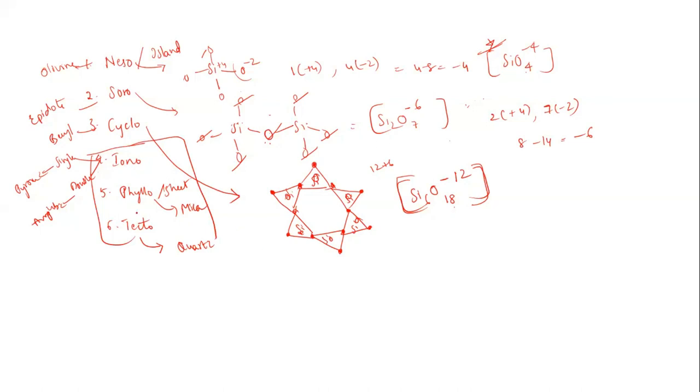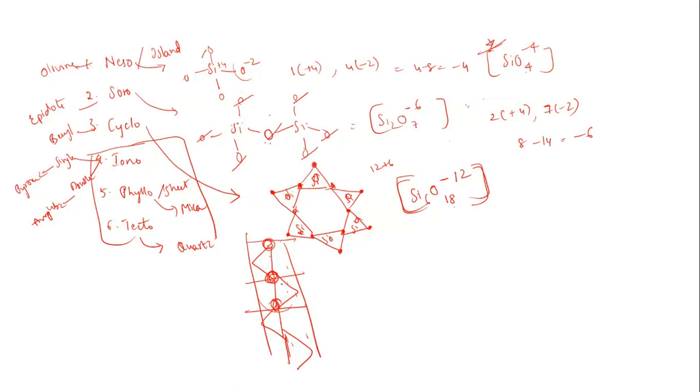Now we will see inosilicates. First is single chain inosilicates. Single chain inosilicates means the structure will be like this. What's happening here? In each silica tetrahedron, two oxygens are getting shared here. From each tetrahedron, two oxygens are getting shared with neighbor tetrahedra in a single chain. Ino means chain like. Here, in a single chain, two oxygens from each tetrahedron are getting shared with other tetrahedra. This is single chain inosilicates.